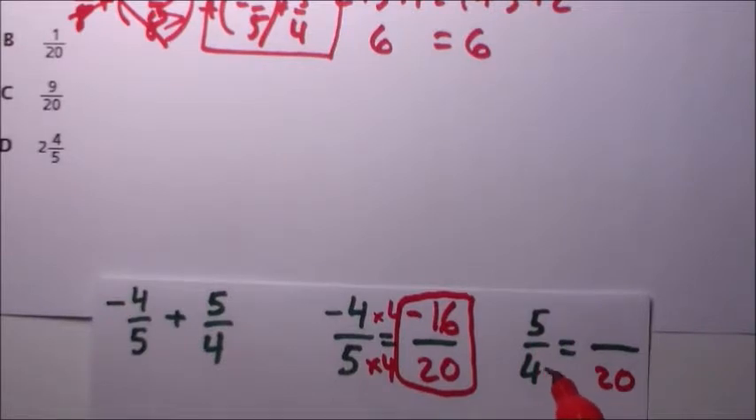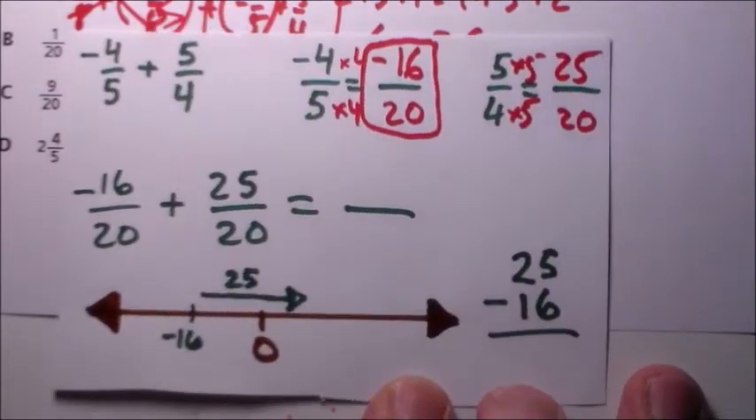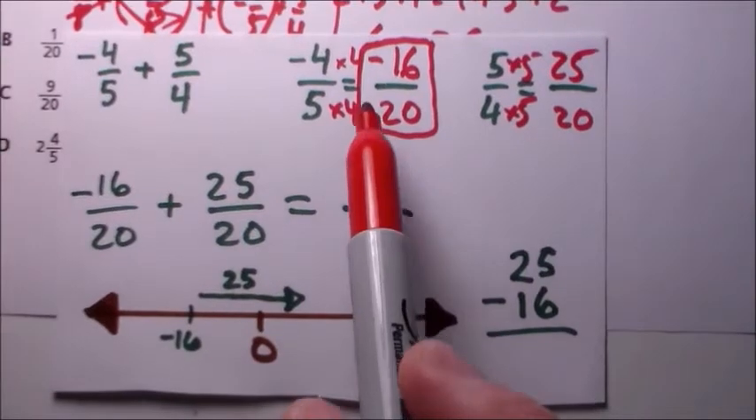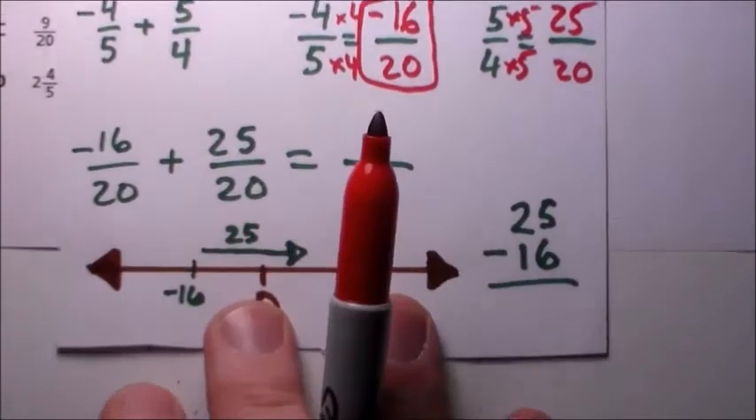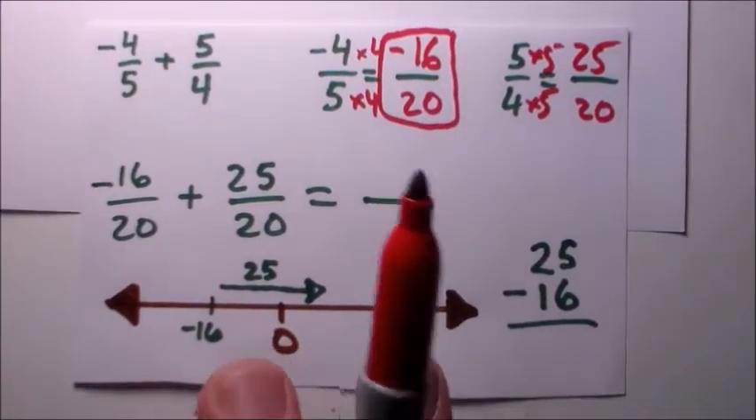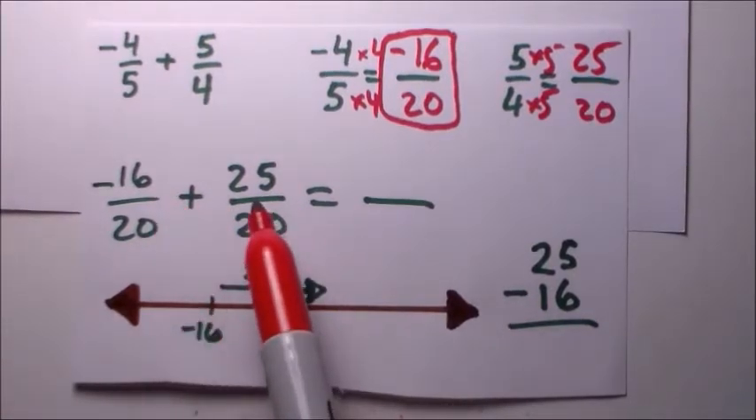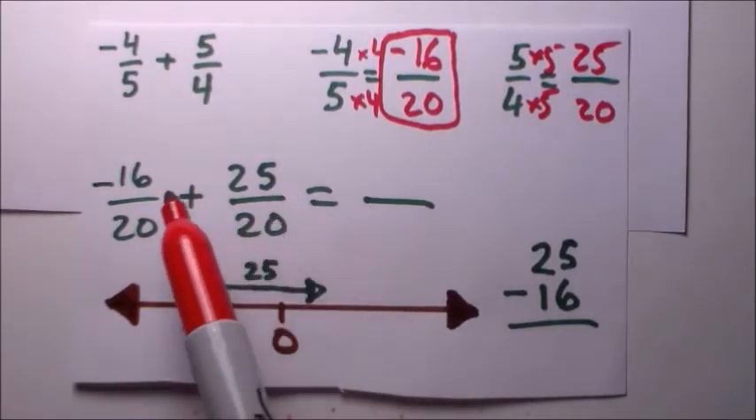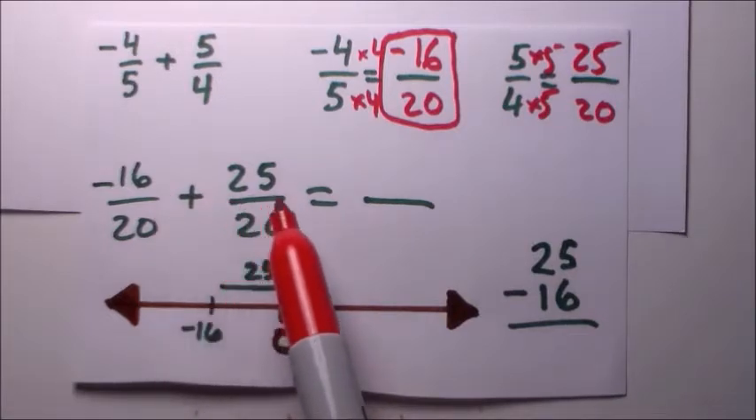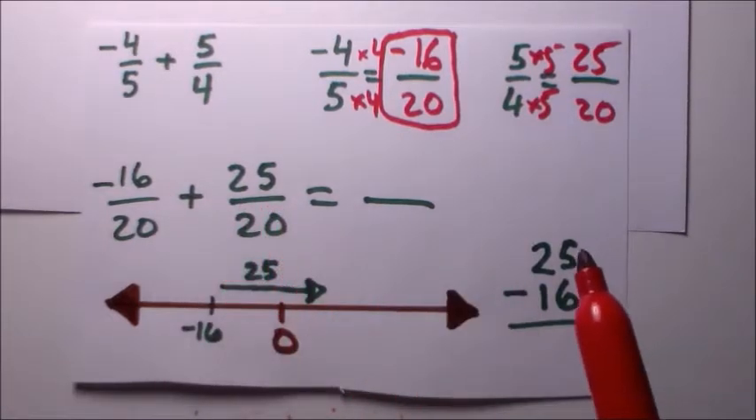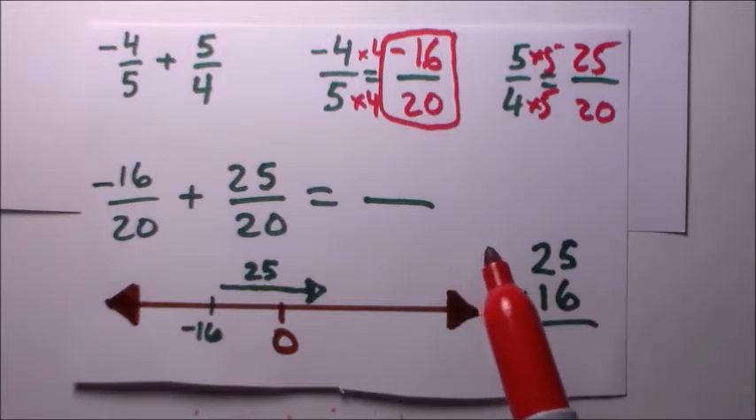And 5/4, well, let's multiply each by 5, because 4 times 5 gets you 20, and 5 times 5 gets you 25. So here we go. After we do that, let's clear it up a little bit. We have negative 16 over 20 plus 25 over 20. How do we make sense of this?